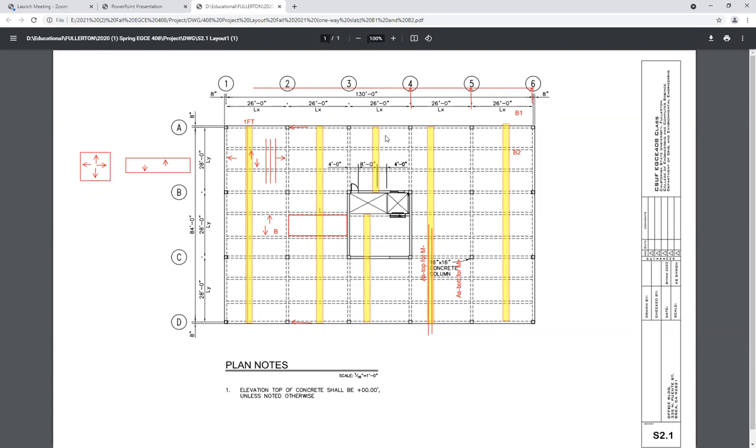Same thing here, you have 1, 2, 3, 3 spans, 4 supports. How do you figure out the moment? Do you need to do structural analysis? You say no. I also give you this. Look at this moment diagram.